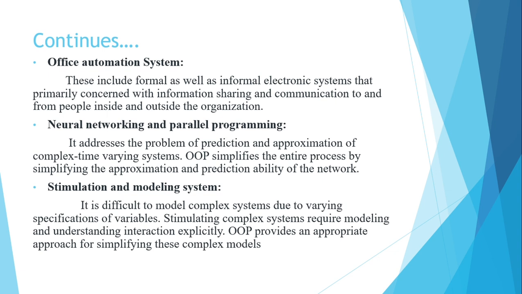Office automation system. What is an office automation system? These include formal as well as informal electronic systems primarily concerned with information sharing and communication to and from people inside and outside organizations. By using the OOPS concept in office automation, it is very easy to maintain records of data, whether from a formal or an informal electronic system. People inside the office and outside the organization can share data very easily in the OOPS concept.